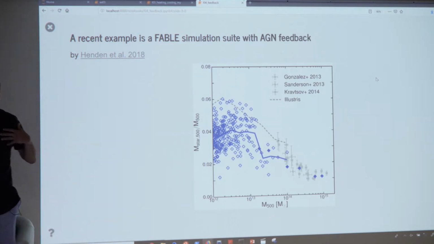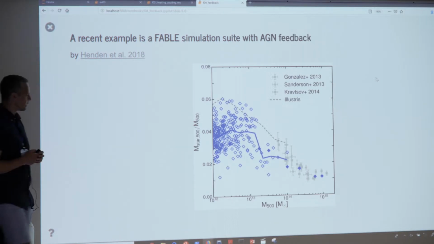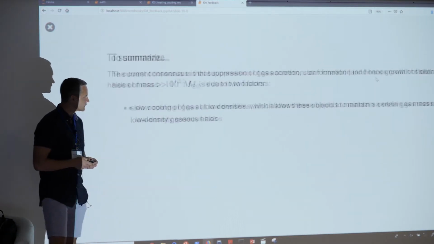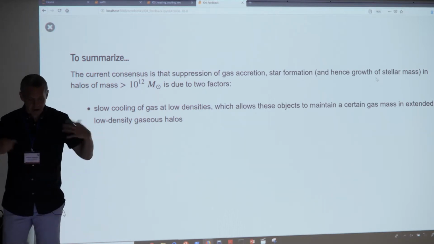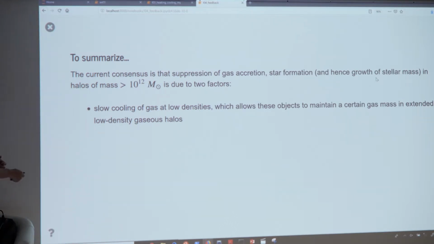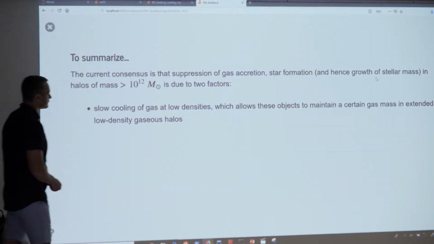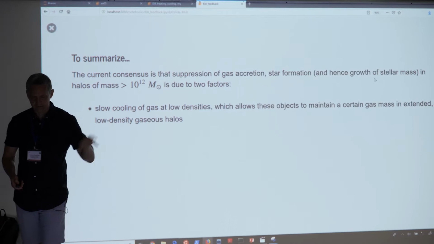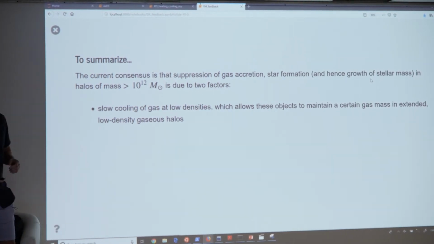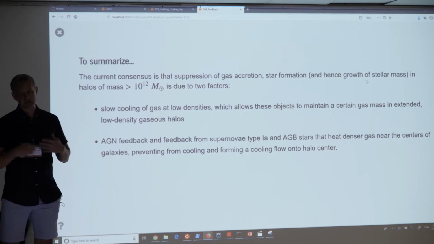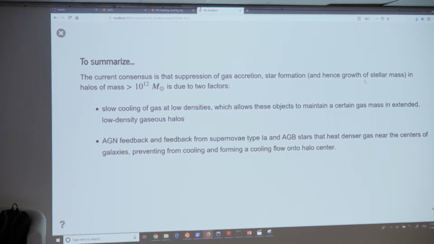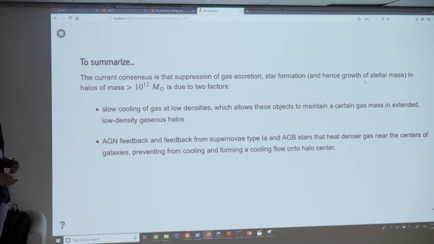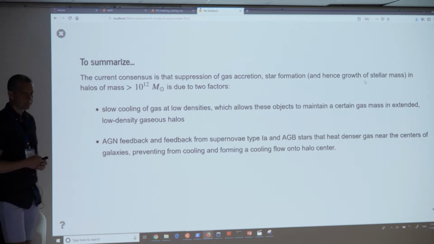We also don't understand the relative importance of stellar heating by evolved stars, type 1a supernova and AGB, and the AGN feedback. So let me summarize this story. For massive halos, the puzzle that slow cooling of gas at low densities was not resulting in a sharp mass scale that simulations were showing is, at least we think, explained by the fact that at high densities, AGN feedback and feedback from evolved stars is heating the gas, thereby preventing development of the cooling flow and continuing feeding of the gas and continuing star formation and growth of stellar mass.